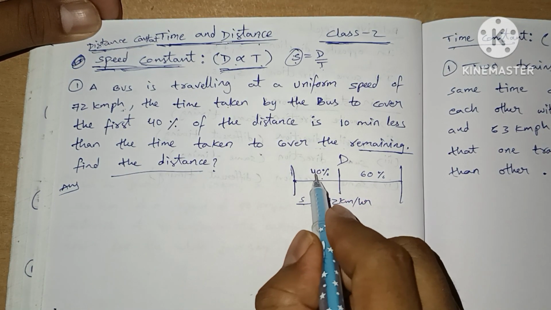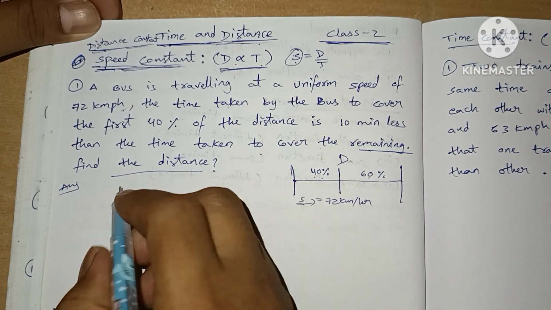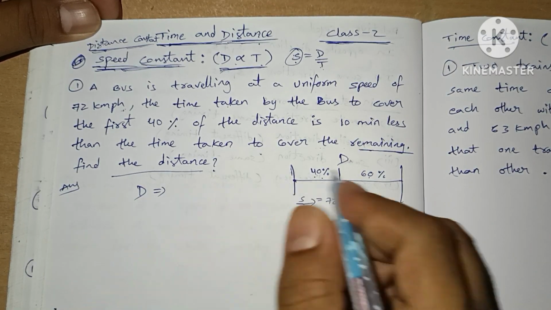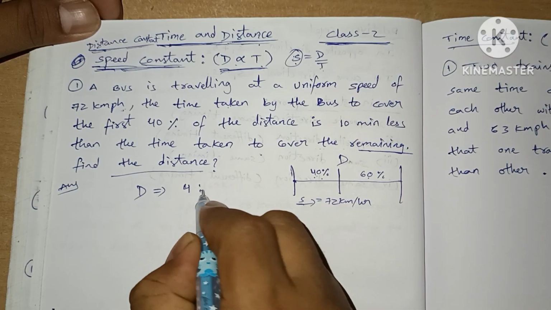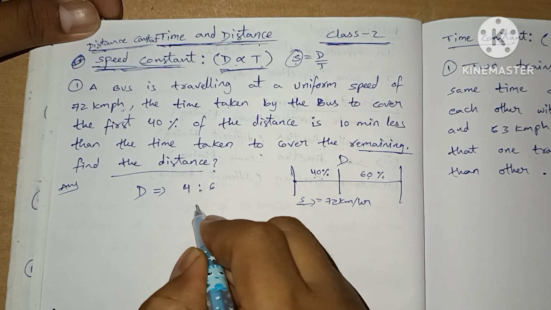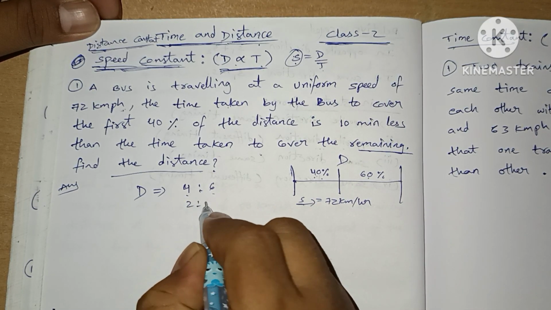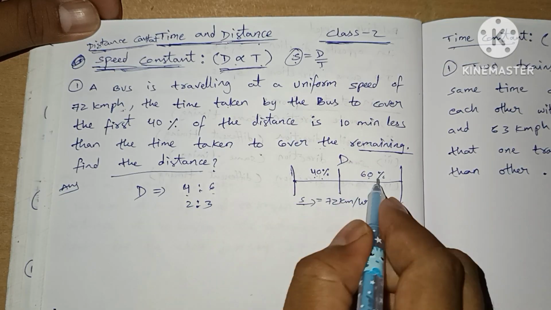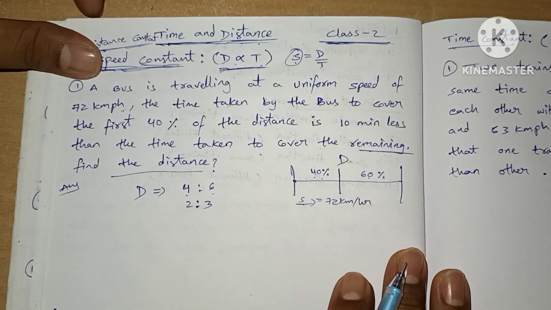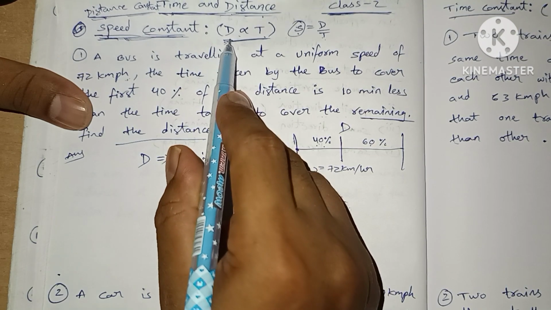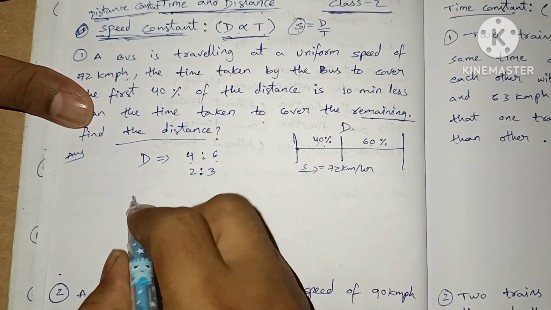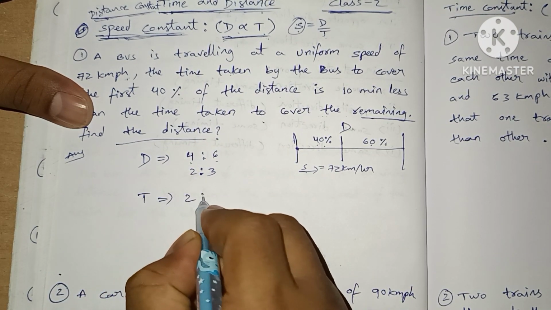We have distances 40% and 60%, so we can write the distance ratio. The first distance is 40%, which is 4, and this is 60%, which is 6. 4 is to 6 means 2 is to 3. So the distance ratio is 2 is to 3. According to our concept, distance is directly proportional to time. So the time ratio is also 2 is to 3.